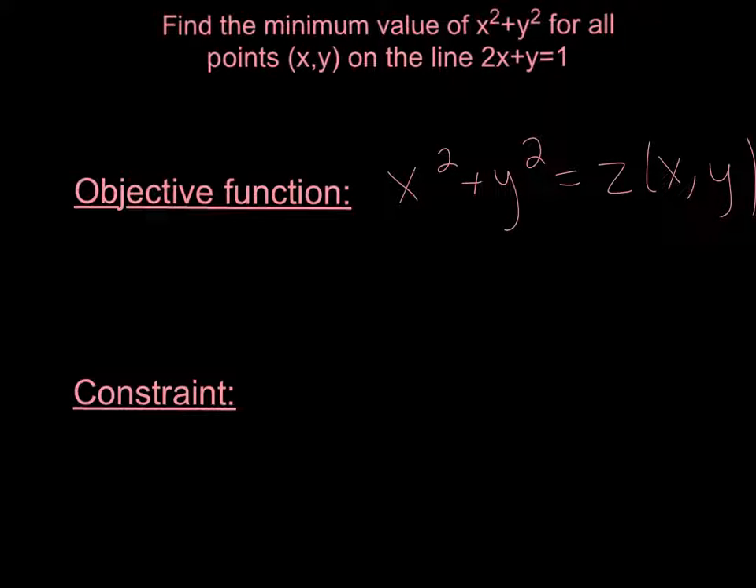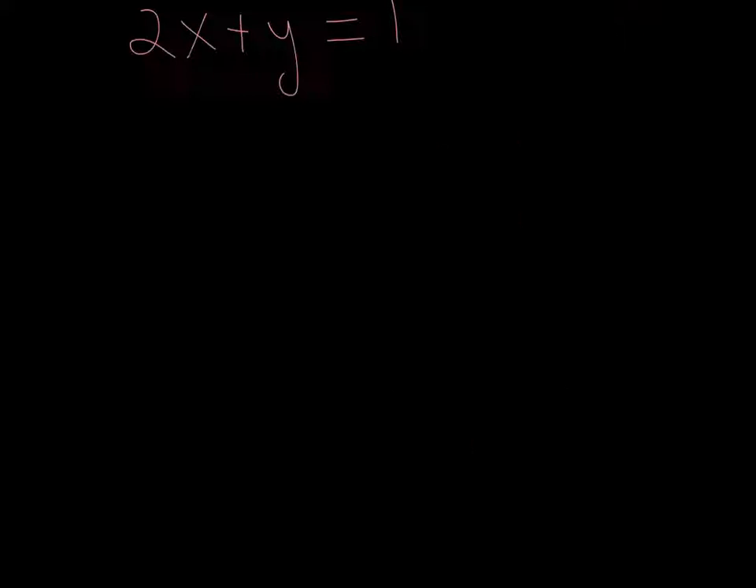So the line 2x plus y equals 1 limits our values of x and y, so that will be our constraint equation. Now that we have our two functions identified, we can begin to solve the problem the same way we started our fencing problem. Let's take our constraint equation, 2x plus y equals 1. We can either solve for x or y, so let's pick y because it will be easier.